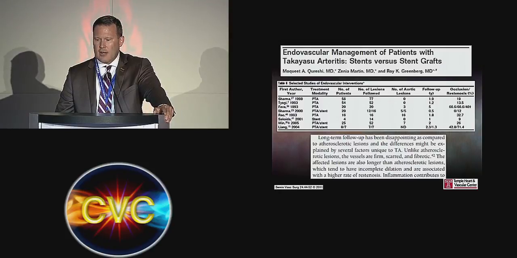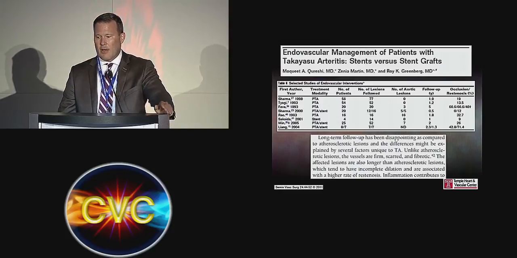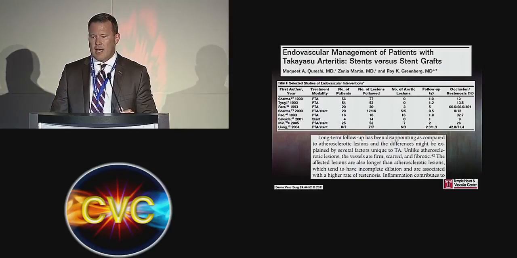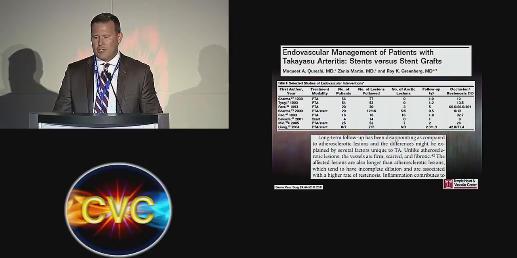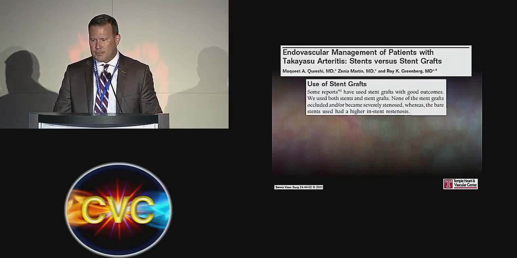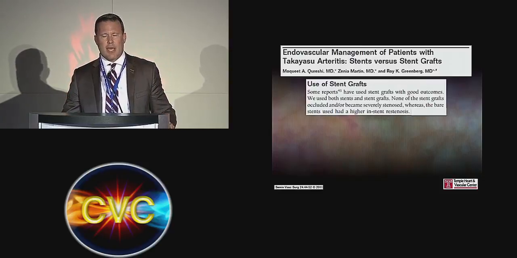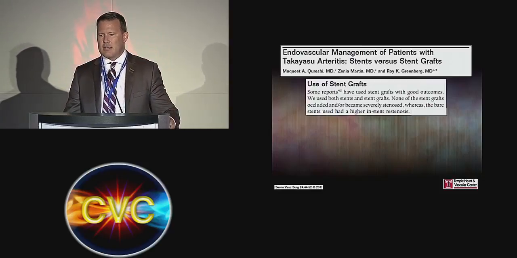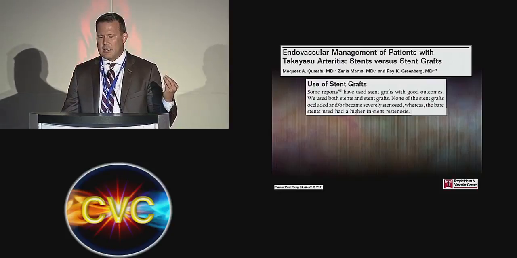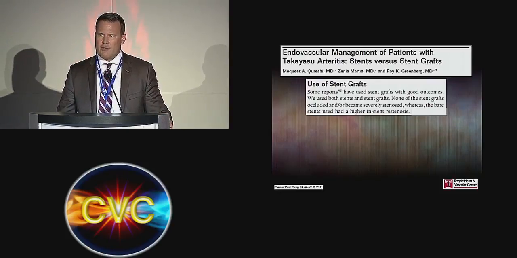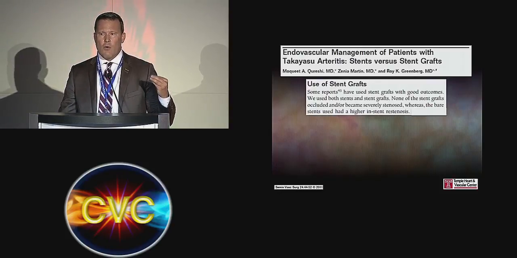Unlike atherosclerotic lesions, the vessels are firm, scarred, and fibrotic. The affected lesions are longer than atherosclerotic lesions, which tend to have incomplete dilation and are associated with a higher rate of restenosis. One of the interesting comments they had in this paper, and intellectually this makes a lot of sense, is that you could imagine the trouble with treating this pathophysiology with just angioplasty or an uncovered stent.